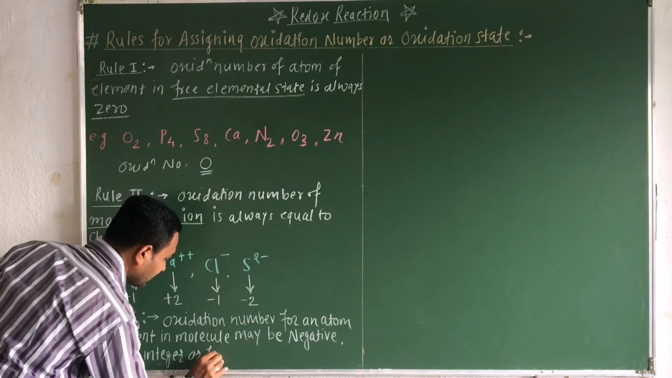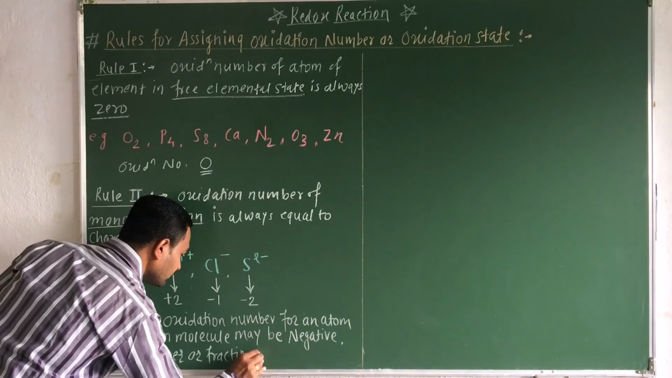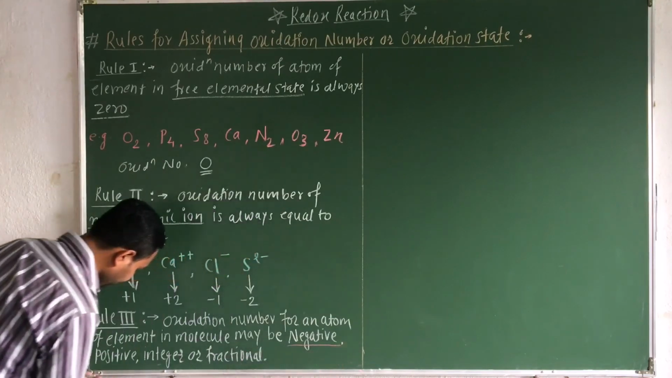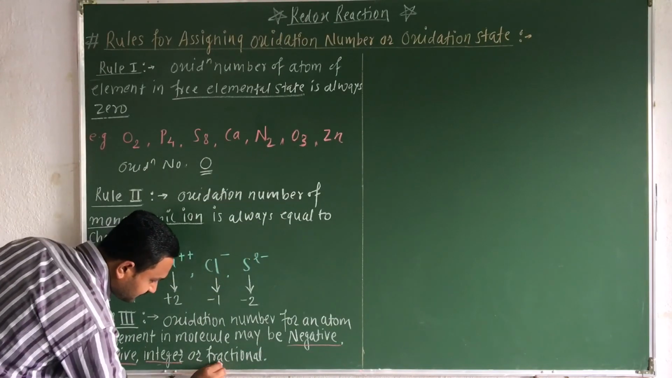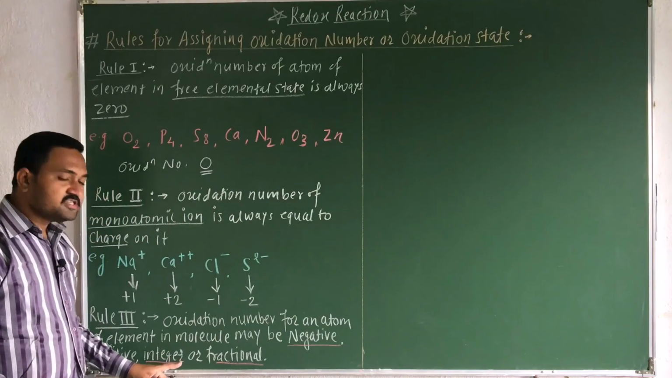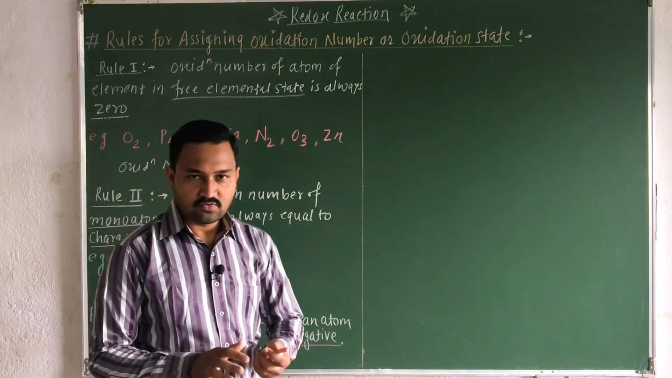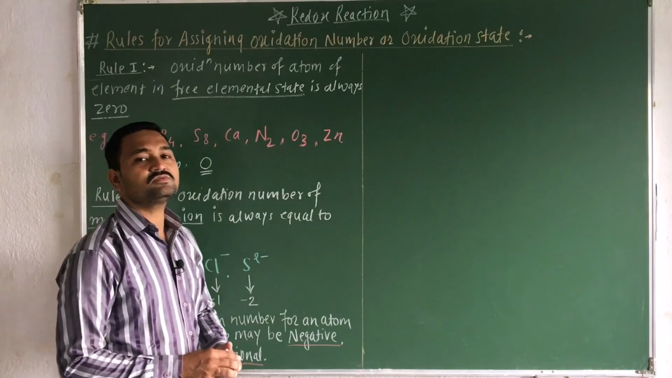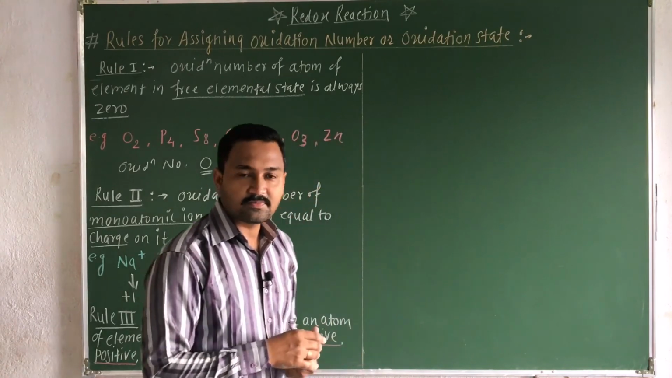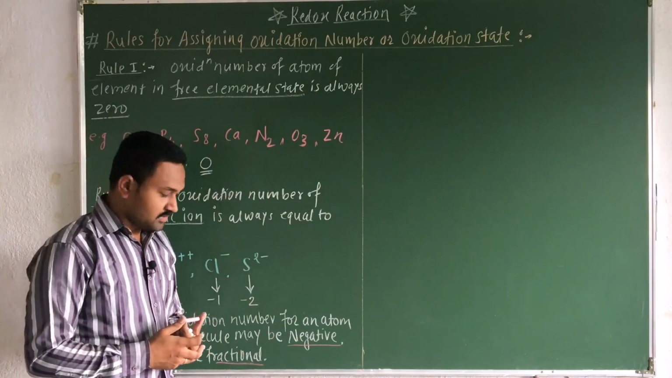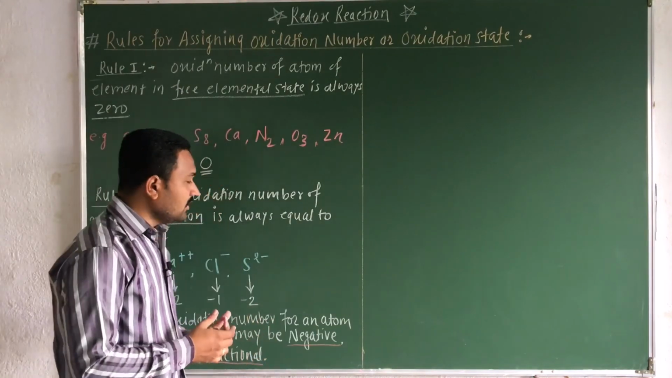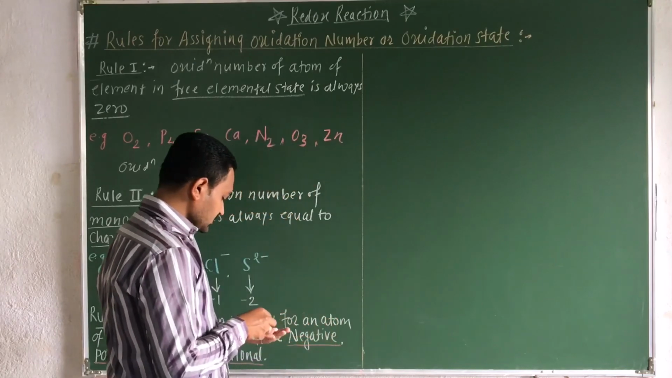or fractional. Again, a very simple rule. This is a very important part for us: negative, positive, integer or fractional. We know that negative and positive you already know. Integer means our simple digits 1, 2, 3, 4. Fraction means 1.5, 1.3, something in fractions. Now let us consider an example for this.